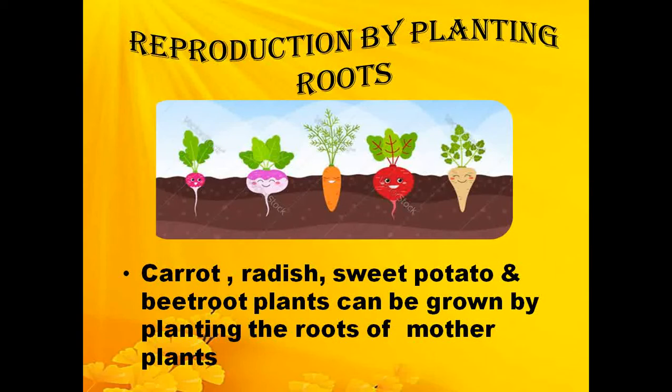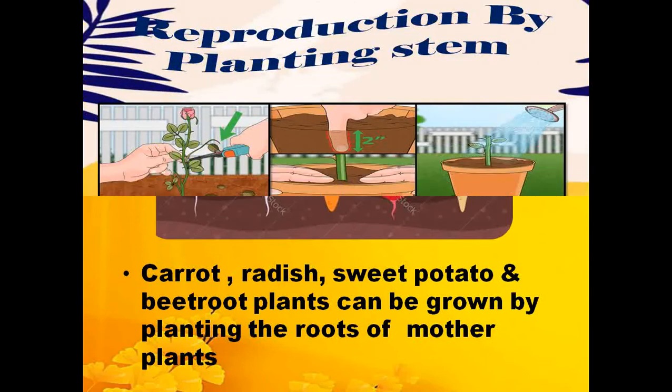Carrot, radish, sweet potato and beetroot etc. are the plants that can be grown by planting the root of mother plant. As you can see in the picture, children, by planting the root of mother plant, we can grow a new baby plant.